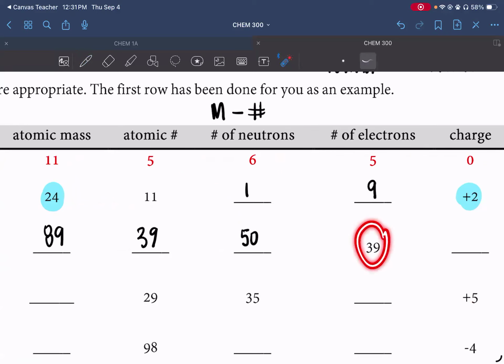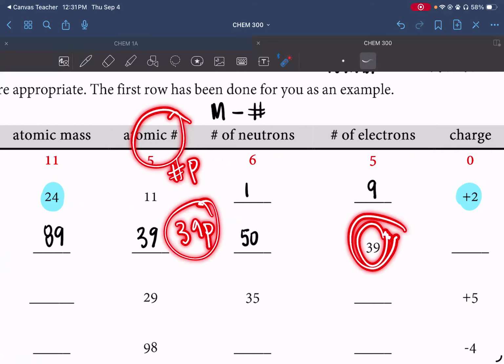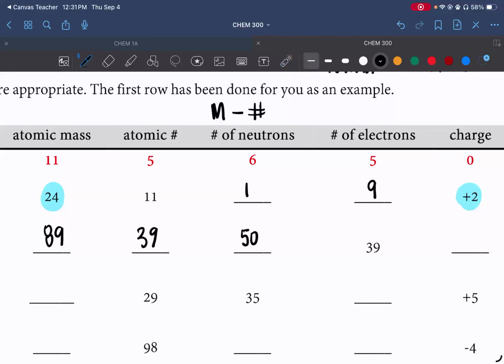I've told you in this case there are 39 electrons. We know that atomic number is number of protons. We know there are 39 protons. If there is an equal number of protons and electrons, it is neutral. So we would just write 0. I write my zeros with a line through it like that.